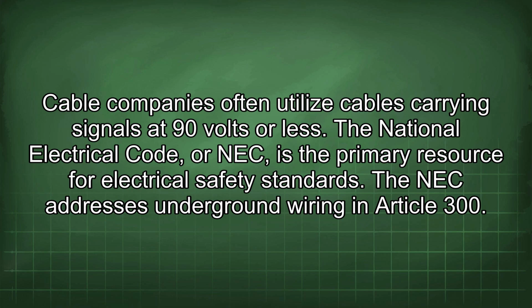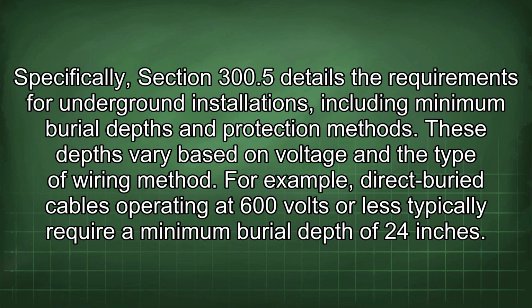The NEC addresses underground wiring in Article 300. Specifically, Section 300.5 details the requirements for underground installations, including minimum burial depths and protection methods. These depths vary based on voltage and the type of wiring method. For example, direct buried cables operating at 600 volts or less typically require a minimum burial depth of 24 inches.